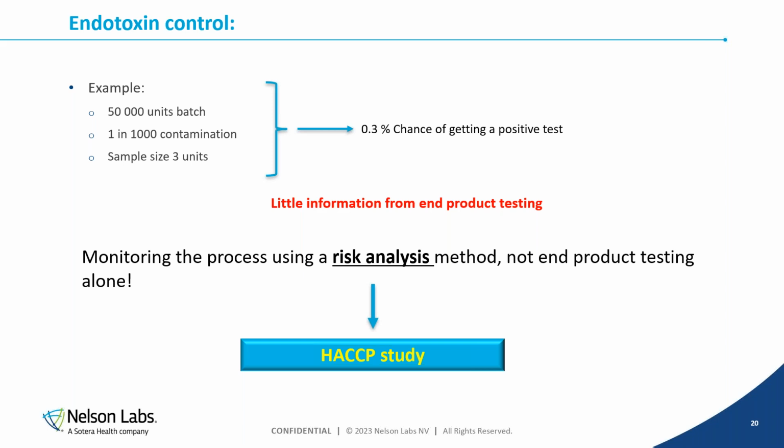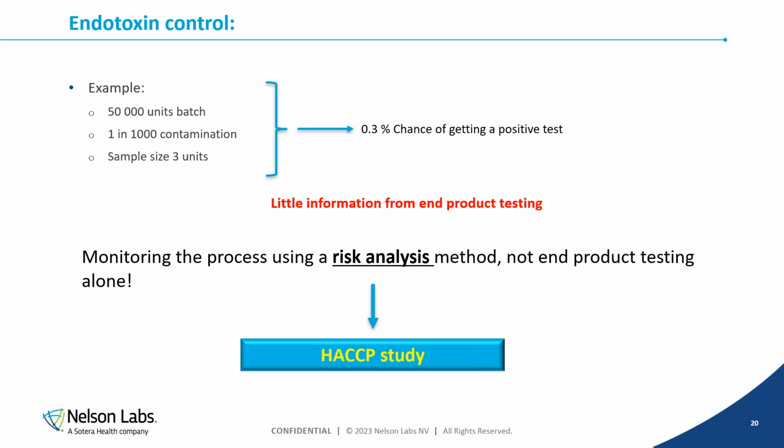Just to show you the impact of testing a few samples of a large batch: if we would have a batch of 50,000 units and a contamination of 1 in 1,000, and you would test only 3 units, which is normally the average that we test for pharmaceuticals, 1 at the beginning of the batch, 1 at the end, and 1 in the middle, we have a 0.3% chance of getting a positive test. So you get actually very little information from end product testing.